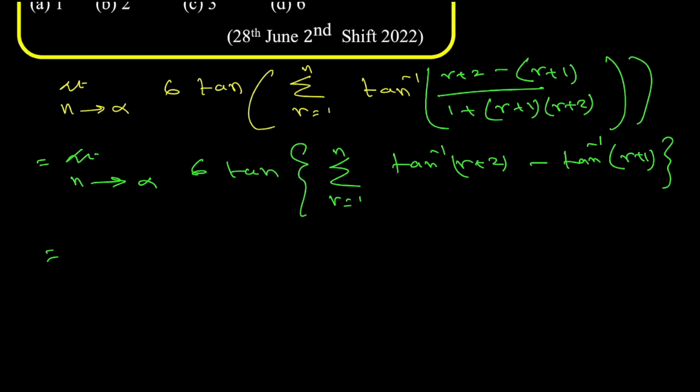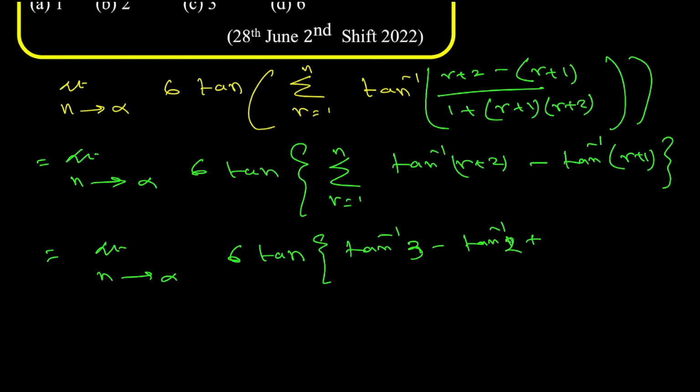That is finally what we are getting. If you put r equal to 1, 2, 3, 4, we get the first term and last term. Putting r equal to 1, this is coming tan inverse 3 minus tan inverse 2. If we put r equal to 2, this is coming tan inverse 4 minus tan inverse 3. So in continuation, only the first term and last term remain, because the rest get cancelled, not like that previous question which you have solved.